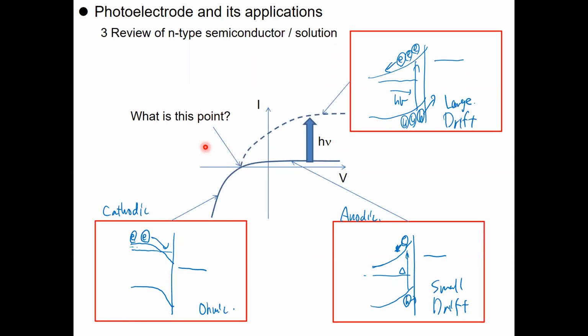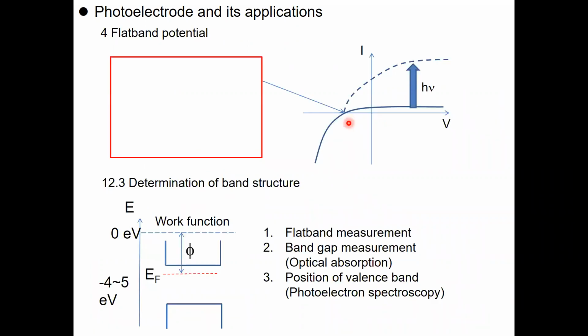Now we are going to think about this point where the photocurrent is zero. Here's a figure copied from the previous page. So you could see that at some moment the photocurrent can be zero, or the electrochemical current too. And what is it? It is called the flat band potential, and this could be used for the determination of the Fermi level.